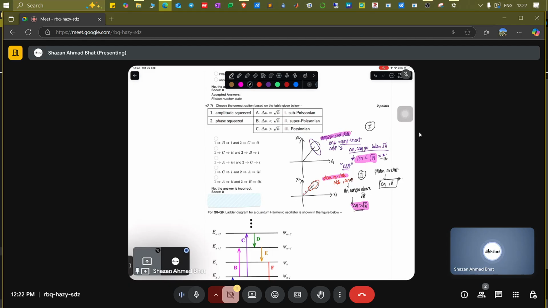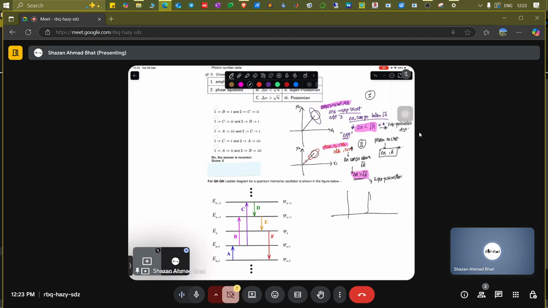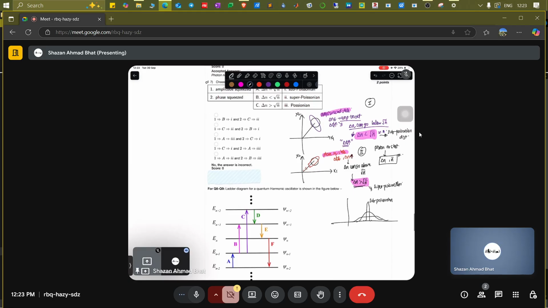If we talk about the first case, the delta n becomes less than the square root of the mean photon number. That means it becomes sub-Poissonian. It's almost like a sub-Poissonian distribution. And for this, it almost becomes a super-Poissonian distribution. Remember the super-Poissonian and sub-Poissonian distributions? This is sub-Poissonian, this is Poissonian, and this is super-Poissonian statistics, almost something similar to that.